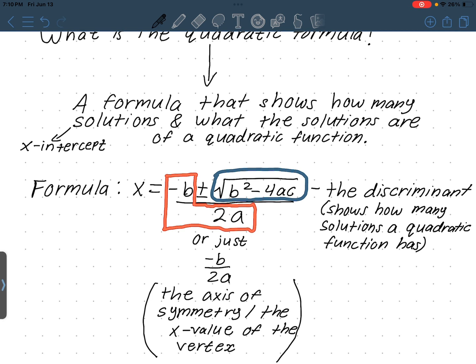The first part is called the discriminant, which shows how many solutions a quadratic function has. And the second part is called the axis of symmetry, or the x value of the vertex. It's just negative b over 2a.